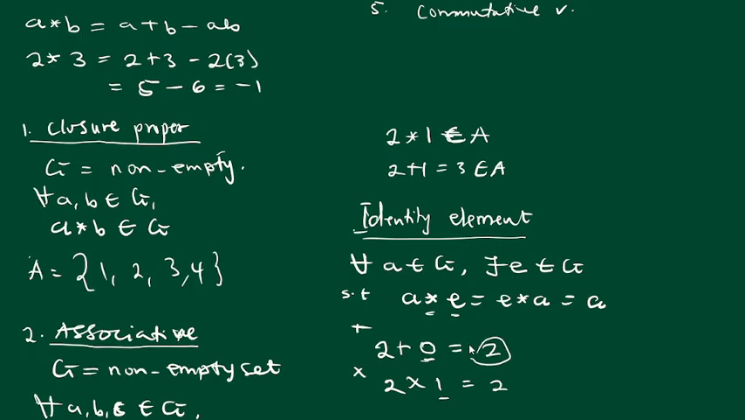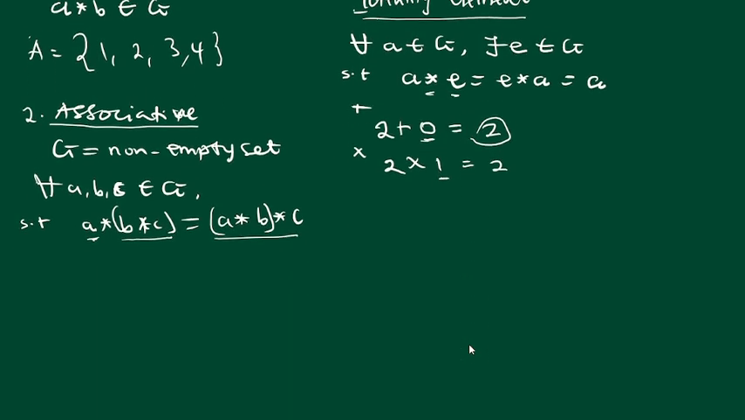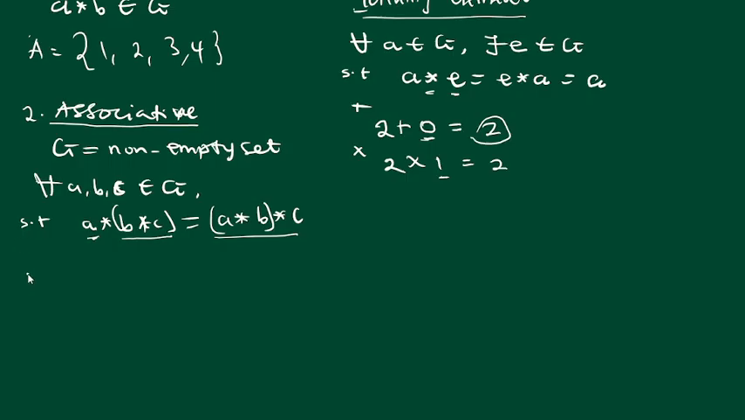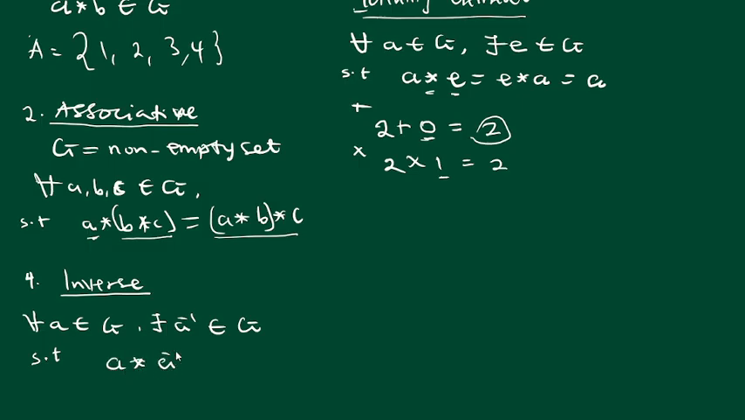Right. Now the next one, let's talk about the inverse property, the inverse element. For all a member of G, where G is defined as a non-empty set, there exists an element, A inverse, which is also a member of G, such that A star A inverse is equal to A inverse star A, which should be equal to the identity element.